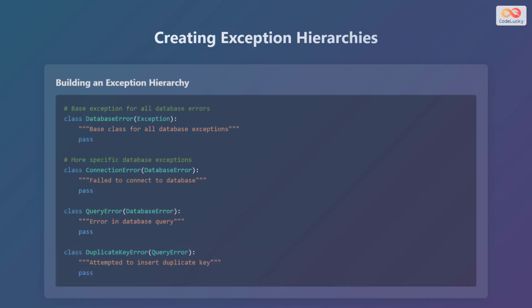It's often useful to create exception hierarchies to organize your custom exceptions. Define a base exception class for a specific category of errors, such as DatabaseError. Then create more specific exception classes that inherit from the base exception class, like ConnectionError, QueryError, and DuplicateKeyError. This allows you to catch exceptions at different levels of granularity.